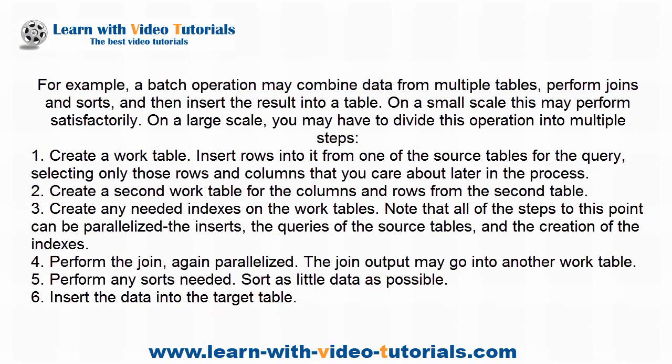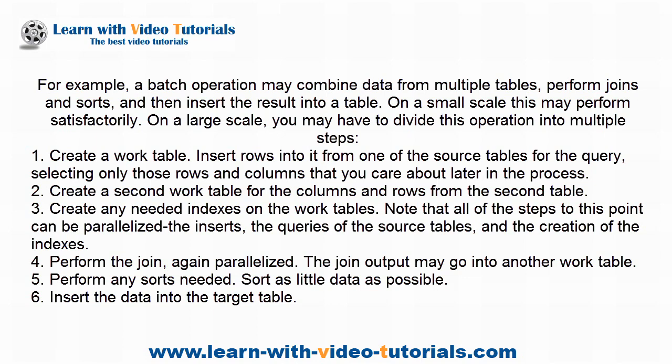2. Create a second work table for the columns and rows from the second table. 3. Create any needed indexes on the work tables. Note that all of the steps to this point can be parallelized: the inserts, the queries of the source tables, and the creation of the indexes. 4. Perform the join, again parallelized. The join output may go into another work table.